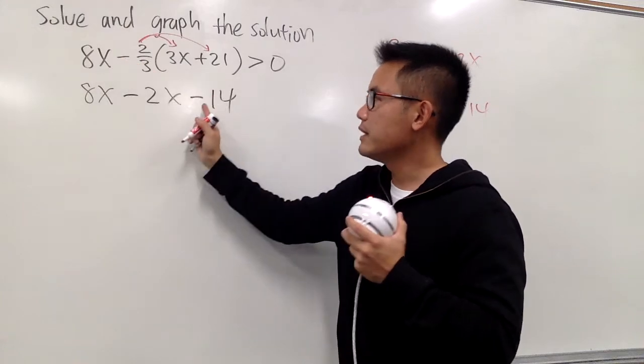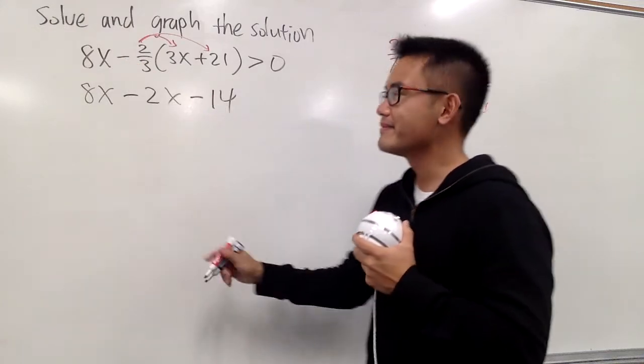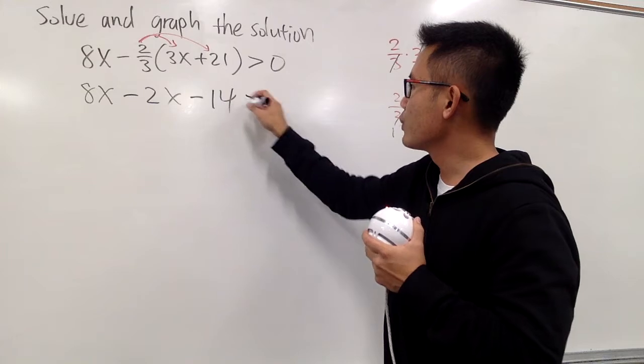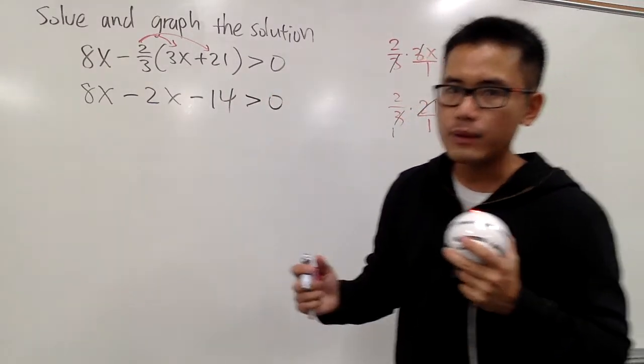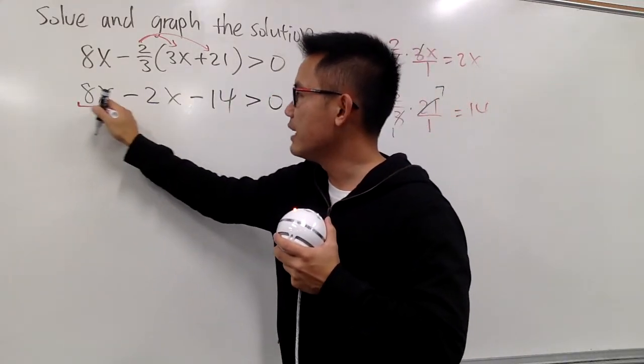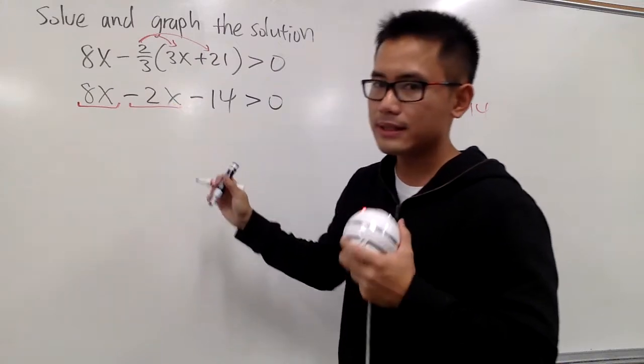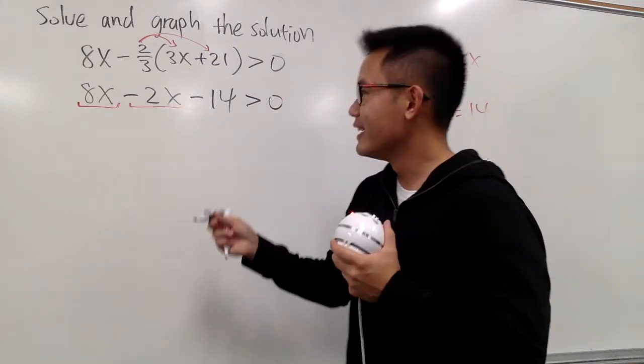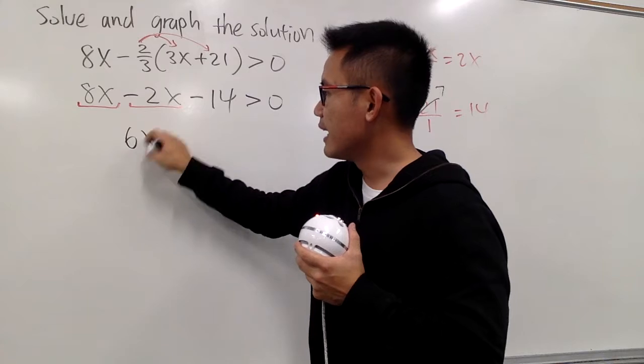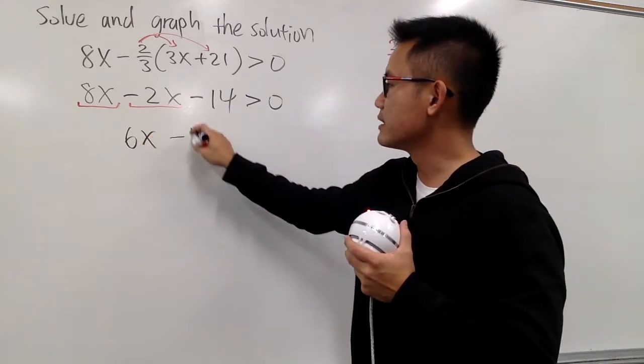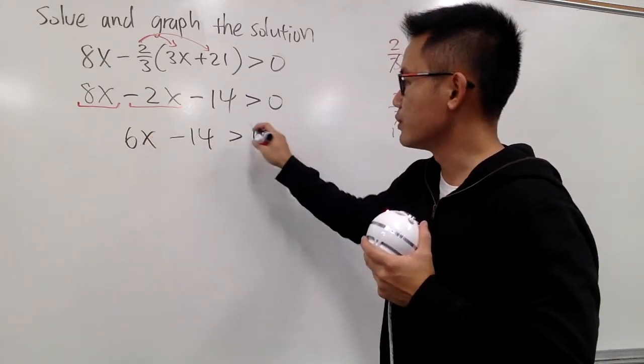Negative times positive, it's the minus right here, alright? And of course, this is still greater than 0. And we see that on the left-hand side, we have the 8x minus 2x. We have to combine items first. So this is going to give us 6x, and this is still minus 14, greater than 0.